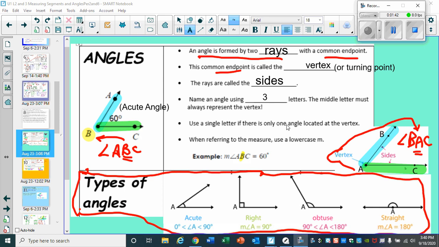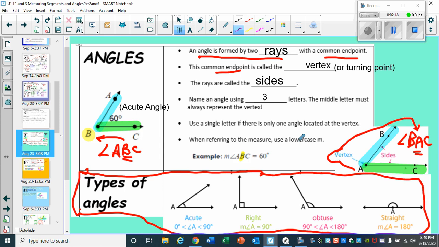And sometimes there might be a situation where you only have one letter. Now, if you look at all these four examples on the bottom, there's only one letter. You can use that single letter if there's no other points to name your angle. So in this case, this is angle A for your acute, your right, your obtuse, and your straight line angle, or regular angle. Sorry, I said triangle because I'm thinking 180 degrees.